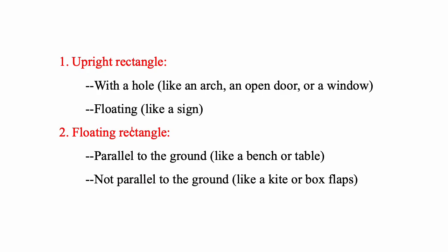I'm going to talk about two different types of rectangles. There's the upright rectangle that's perpendicular to the ground. If it has a hole in it, we think of an arch, an open door, or a window. If it's floating, meaning not touching the ground, then we think of a sign. There are other floating rectangles. There are ones that are horizontal or parallel to the ground, like the bench or a tabletop. And there are some that are not parallel to the ground, like a kite or box flaps.